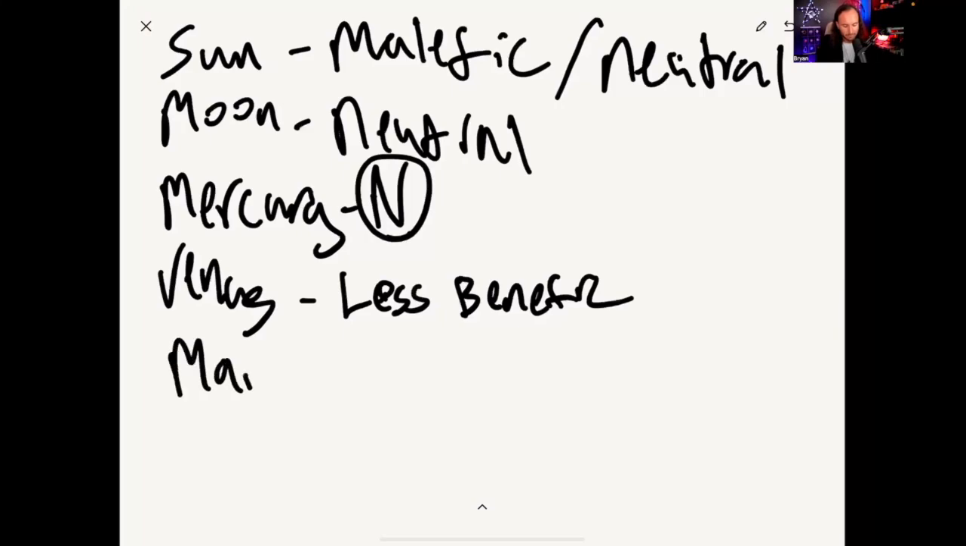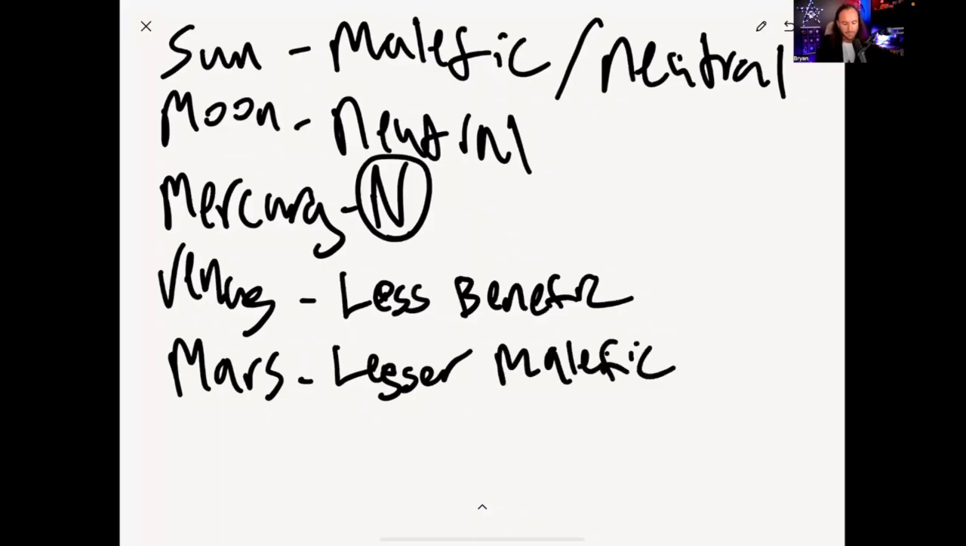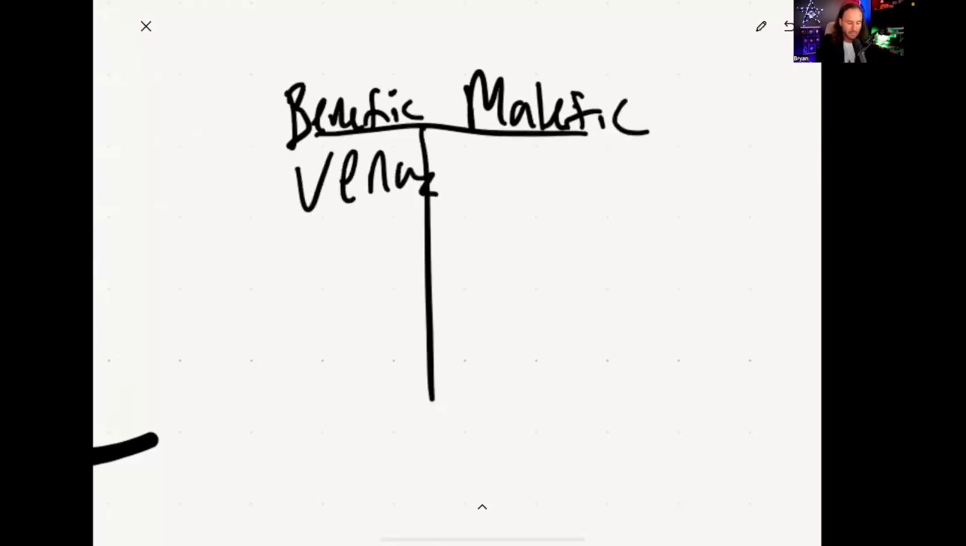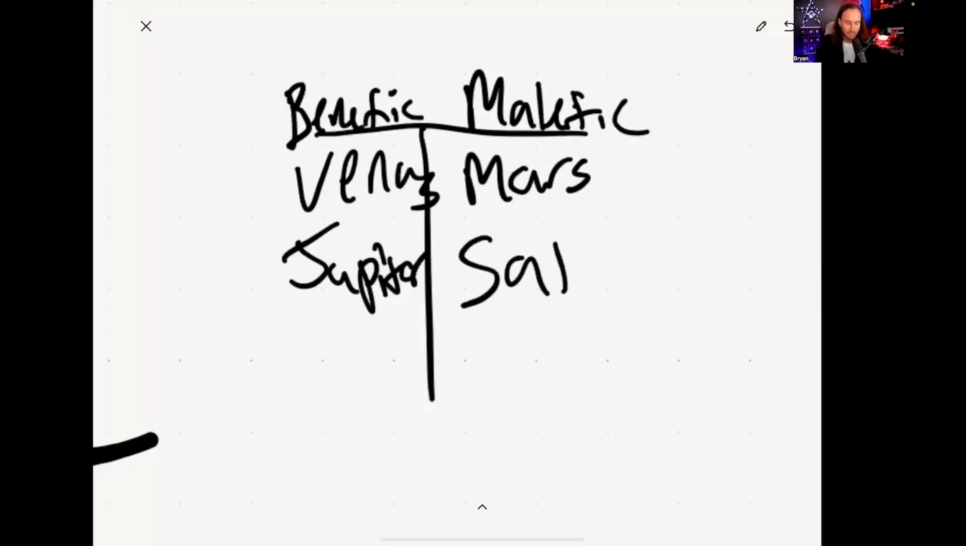Mars is the lesser malefic. So really, I should do this. Benefic. Malefic. Venus. Jupiter. Mars. Saturn. So it's just important to know that.